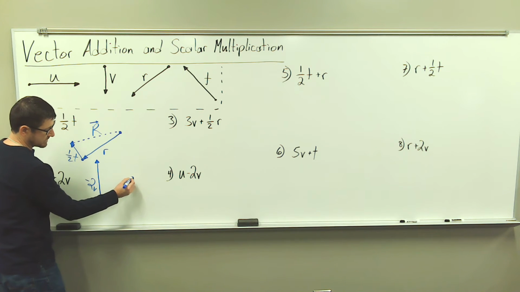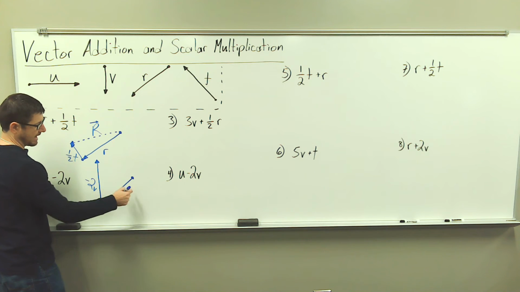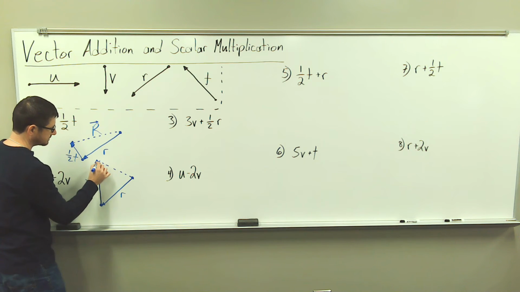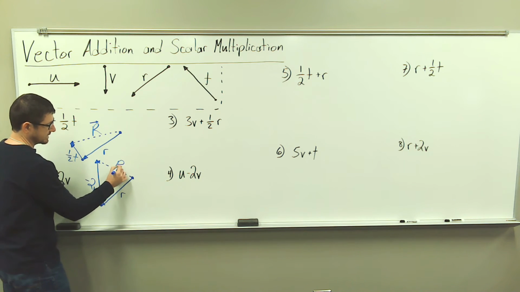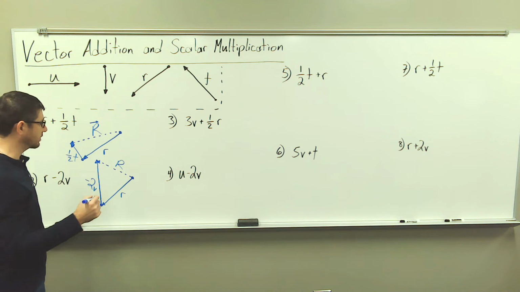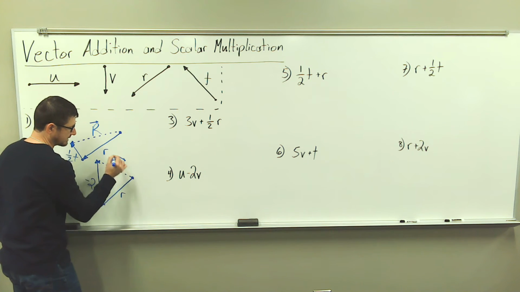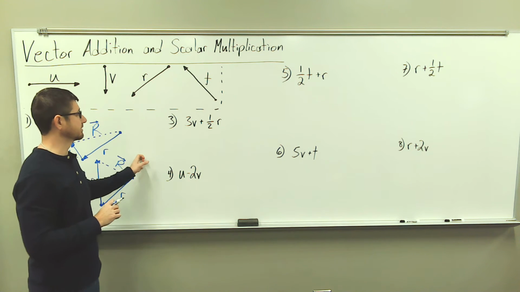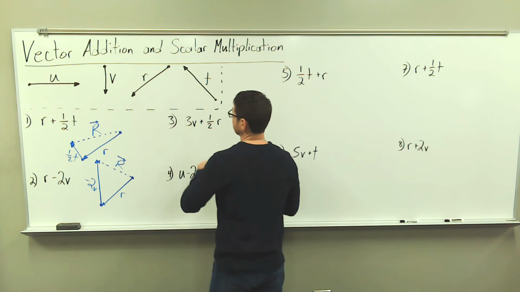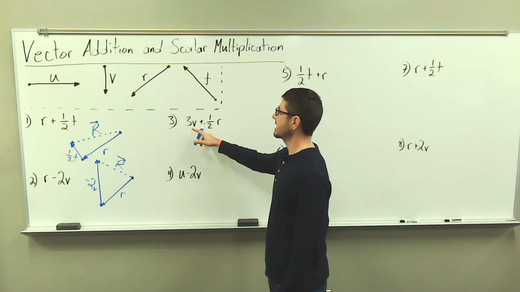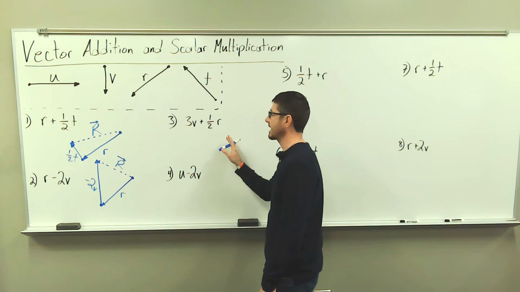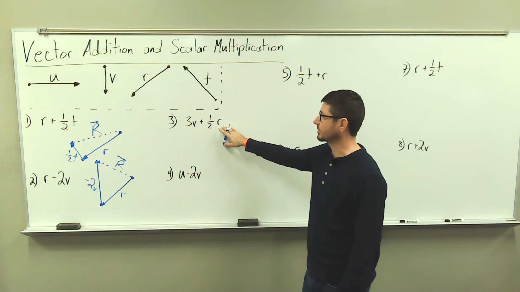So once again, our resultant vector is going to start at the tail of the first vector and terminate at the head of the last vector. Our resultant is identified by capital R, and we need to show vector notation, so put the arrow on top of the R. Number 3, we have 3 times the magnitude of vector v plus 1/2 the magnitude of vector r.